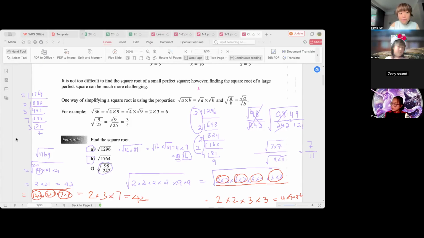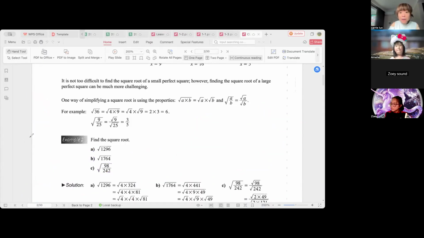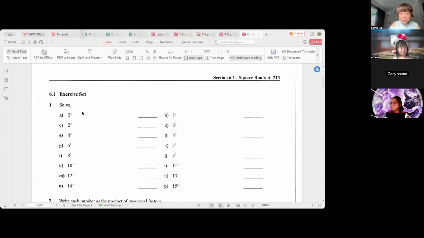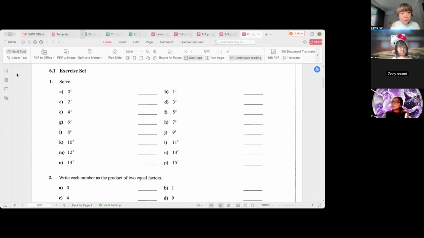Get it? Even when we have the bigger number, we have this conclusion, so it's much easier. So let's do it very quickly. Let's do A, C, E, G, I, K, M, N, just the left side. I'll do it after you, and you can check your answer, so you don't have to send it to me, Amelia.